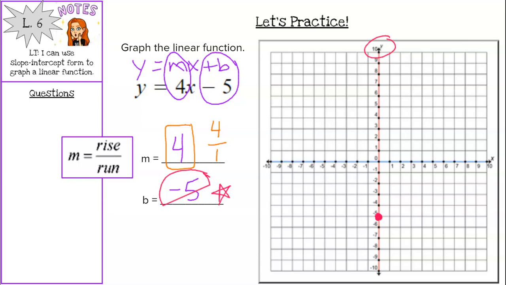So with 4 over 1, it's positive 4, so we're going up 4. And it's positive 1, so we're going right 1. So we're going to graph that by going up 4 from our pink dot, over 1. And then we're going to go up 4 again over 1, up 4 again over 1. Connect all those points with a straight line. And we are done. That's all your notes. Go ahead and move into your practice.